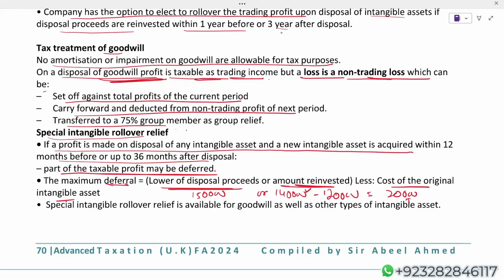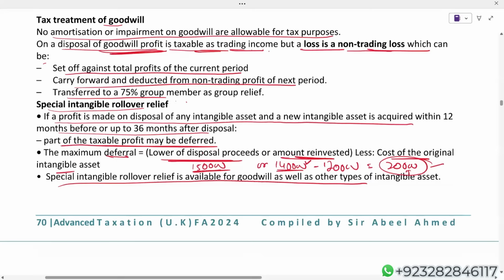So look at this. The maximum deferral is the lower of disposal proceeds or amount reinvested. Assuming disposal proceeds is 150, amount reinvested is 140. So the lower one is amount reinvested. Then from amount reinvested, you will deduct cost of the original asset. Then you will be getting a maximum deferral relief amount. For example, the gain was 70. From that 70, you will deduct 20. Special intangible rollover relief is available for goodwill as well as other types of intangible assets.